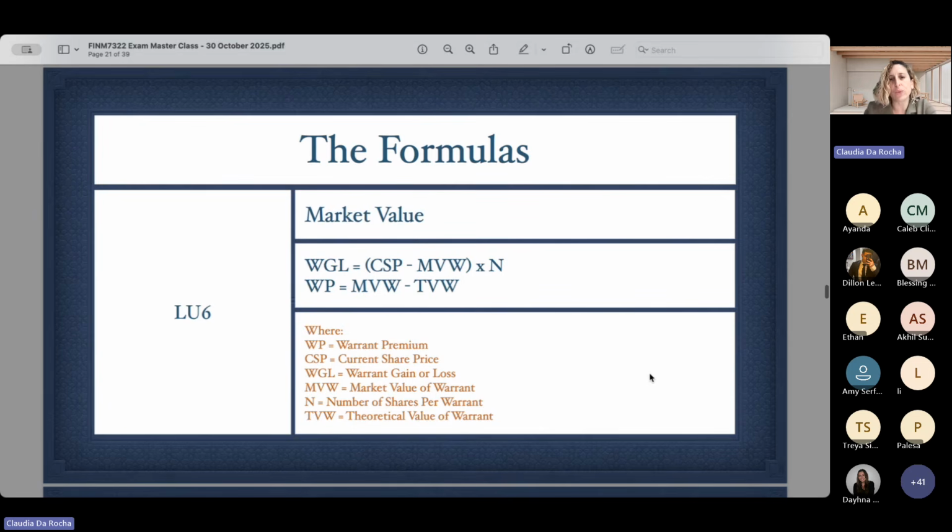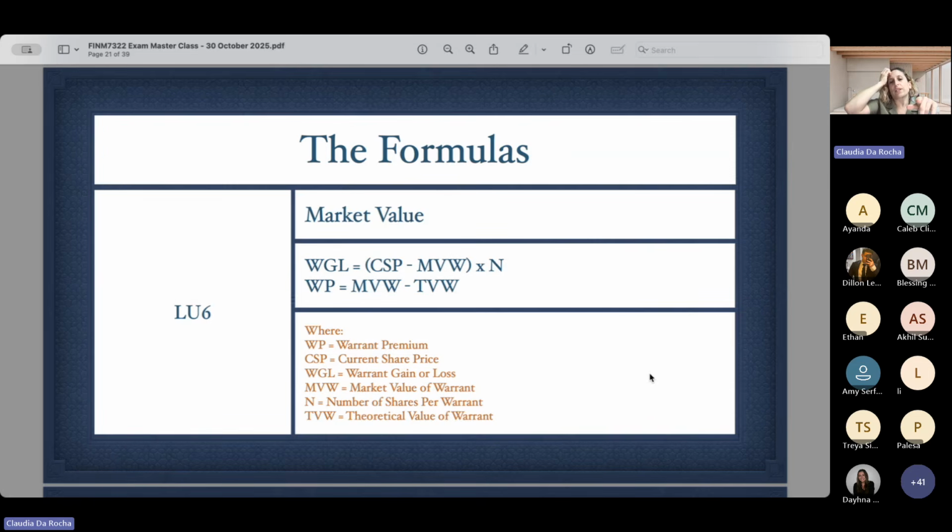With the market value of a warrant, we're looking at the warrant gain or loss and the warrant premium. The warrant premium is the market value of the warrant less the theoretical value of the warrant. If we use the theoretical value formula, that tells us in essence what the value of the warrant should be, but maybe in the market they're saying the warrant is worth more. The difference is therefore a premium. Conversely, which is not shown here, it could be the other way, which means it's a discount.